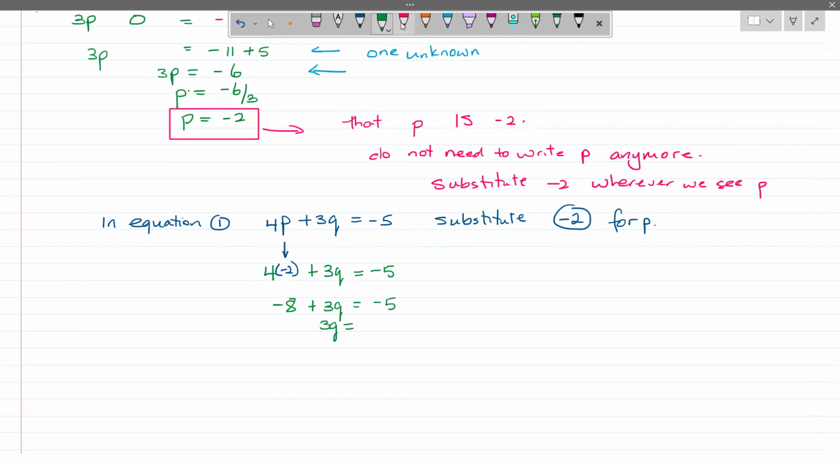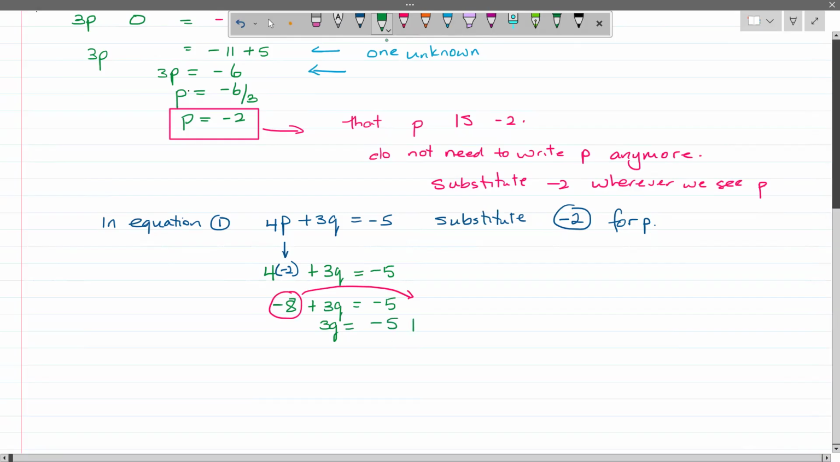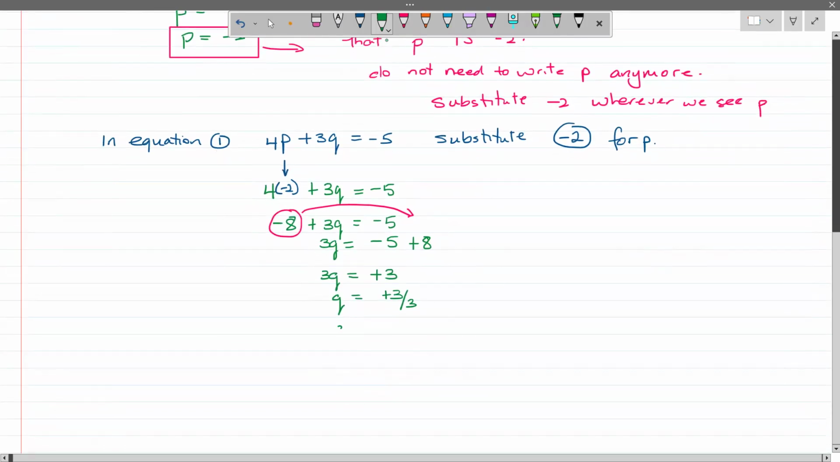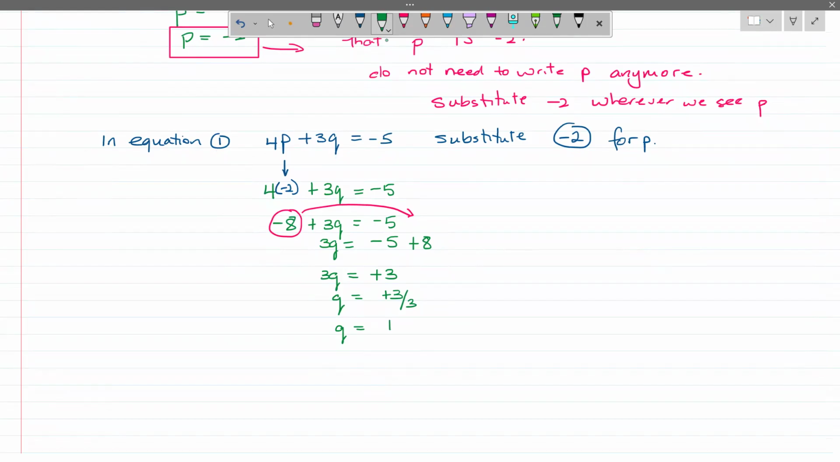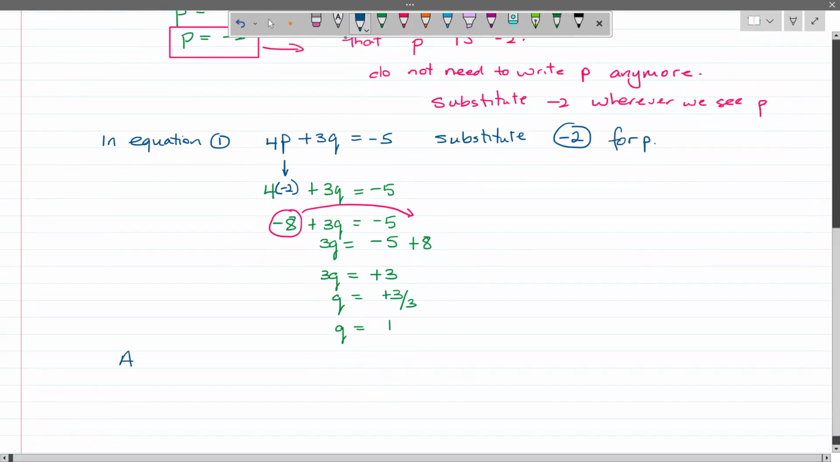I'm going to move this negative 8 now. We have a linear equation, so we could go back to what we are accustomed to. So minus 5 plus 8. And 3Q will be equal to plus 3. Then I'm going to find what Q is. So Q would be equal to 1. So my answers are P is equal to negative 2 and Q is equal to 1.